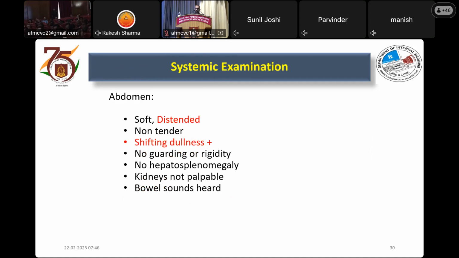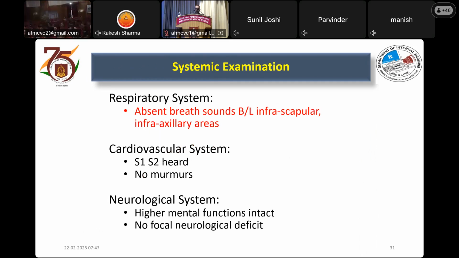On systemic examination, her abdomen was soft, non-tender, distended, with presence of shifting dullness. There was no evidence of guarding, rigidity, no palpable organomegaly, and bowel sounds were heard. Her respiratory system examination revealed absent breath sounds over bilateral infrascapular and infra-axillary areas. Rest of her systemic examination was essentially normal.